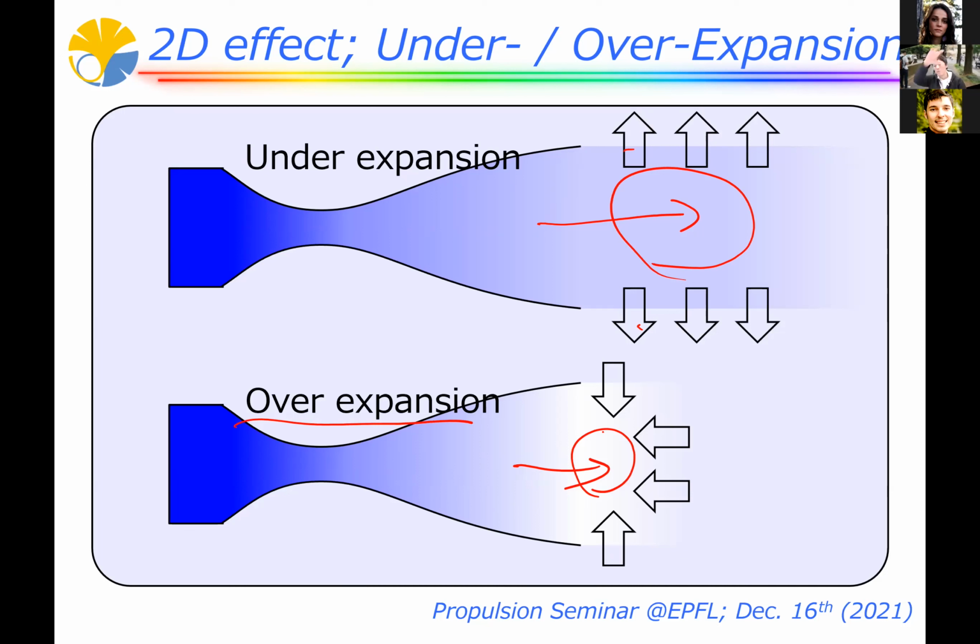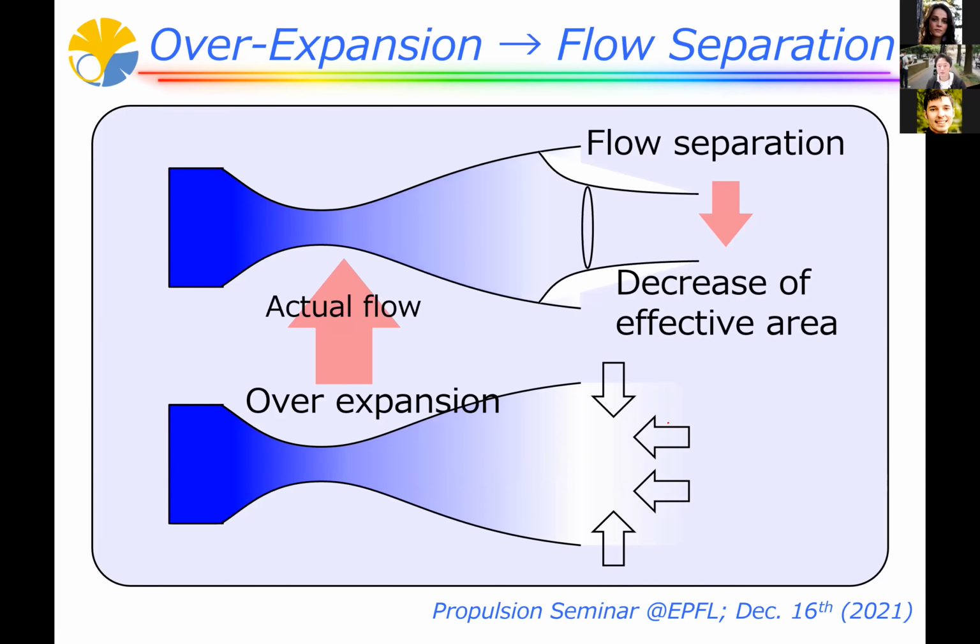And ambient gas tends to come into this area like this. And if this pressure difference is so large, what happens is here. Due to the effect of the incoming flow from the surroundings, flow is separated from the nozzle surface like this. It's called flow separation. And by this, our 1D model's prediction becomes much different from the actual flow with this kind of flow separation.